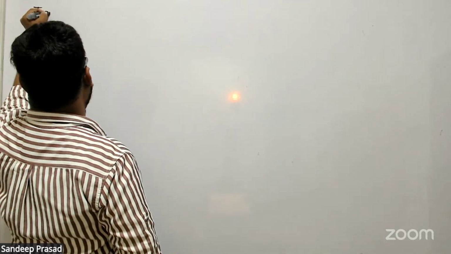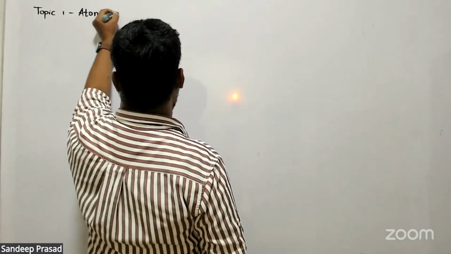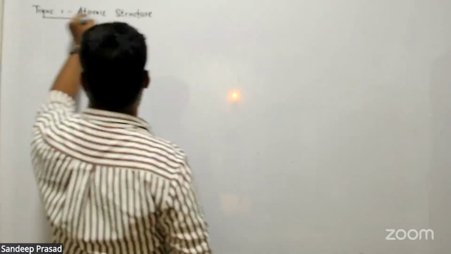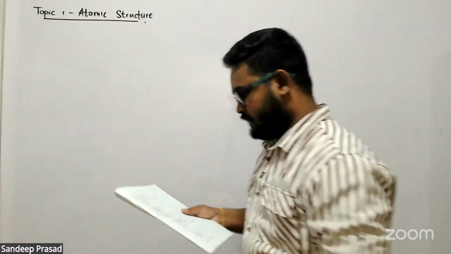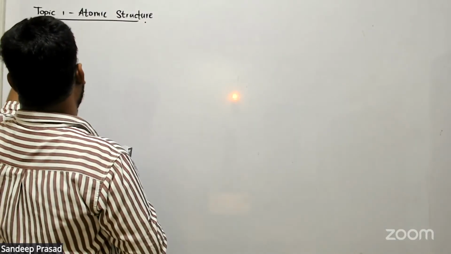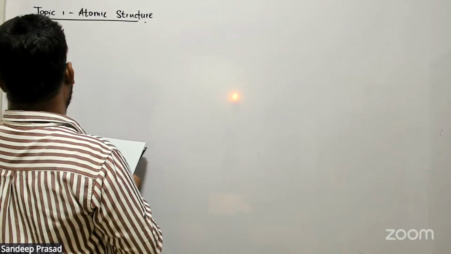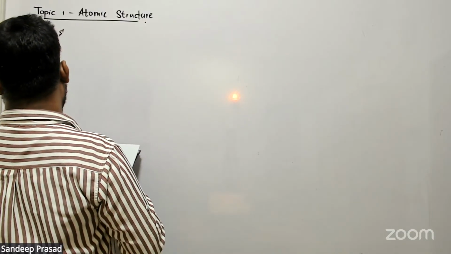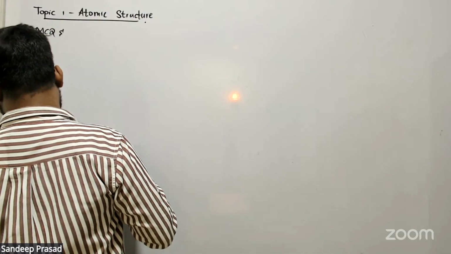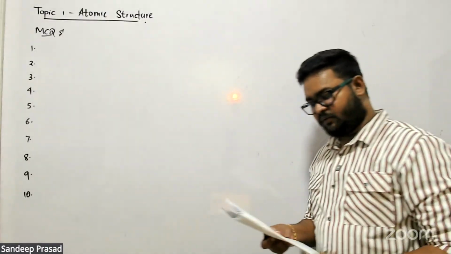Topic number 1, atomic structure. Okay. Right. So first of all, they have given 10 MCQs. So let's move to the MCQs. Number 1, 2, 3, 4, 5, 6, 7, 8, 9, 10. So likewise, they have given 10 MCQs. Okay. So let's go one by one.